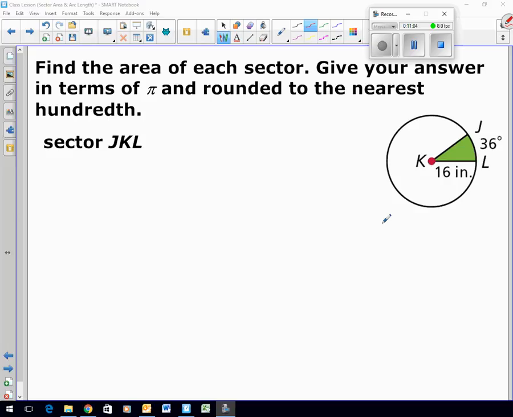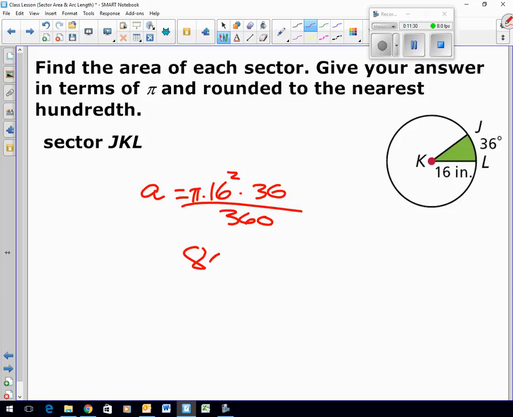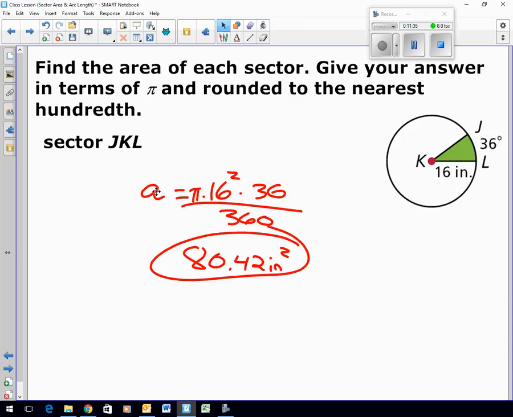No problem. Yeah, guys, all you gotta do is, it's kind of easy. 16 squared, 36 over 360. Voila. Yes, it is that simple. We're going to keep it that simple. Every problem we do with one of these, we want to get it right back to that somehow. What was the answer? 80.42 inches squared. Perfect.